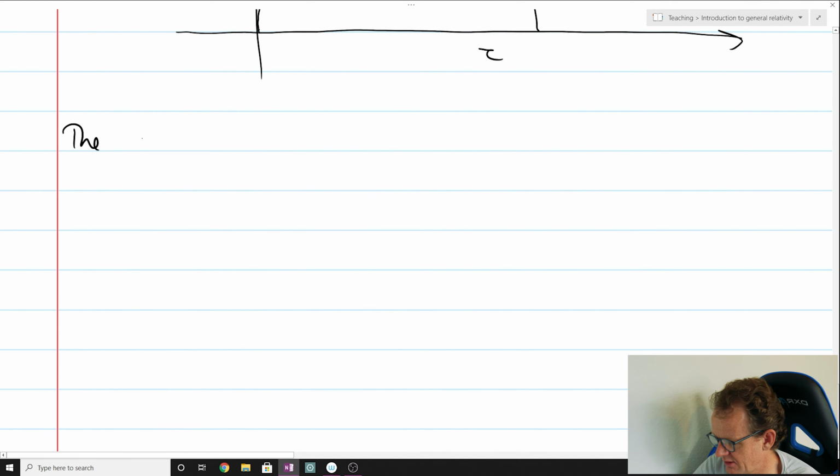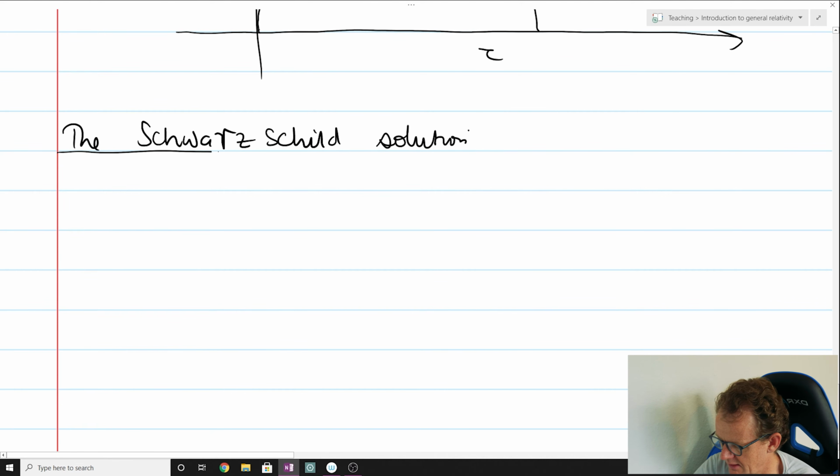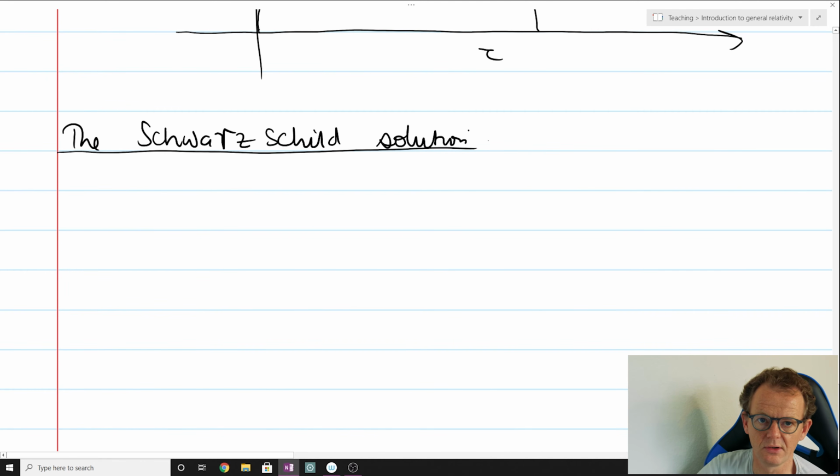Instead, I want to take our discussion now to the other celebrated solution of Einstein's field equations. So roughly speaking, there are two major well-known solutions to Einstein's field equations. One is this FLRW solution, and the other is the Schwarzschild solution, which pertains to static solutions, where nothing changes in time, of rotationally invariant distributions of matter, or the gravitational field generated by a spherically symmetric body.